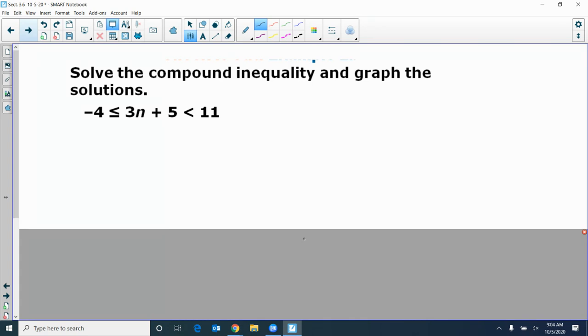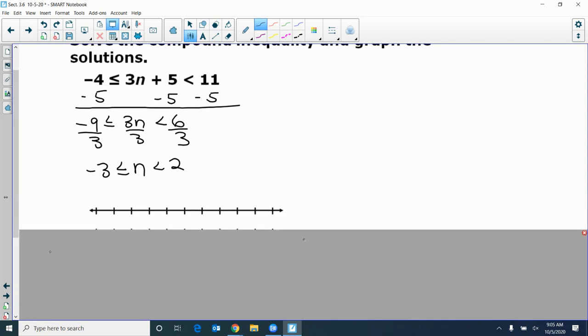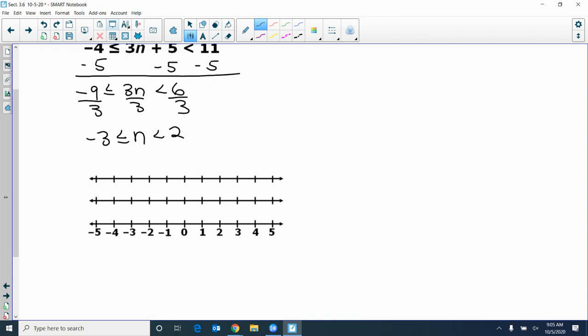Same idea. Evan, what do you think we should do first? -5. Good. -5 from the right, the middle, and the left. Okay, that gives me -9 is less than or equal to 3n is less than 6. And now divide each piece by 3. And that gives me -3 is less than or equal to n is less than 2. All right, again, we're just going to do the one graph. So just label it at the bottom there.